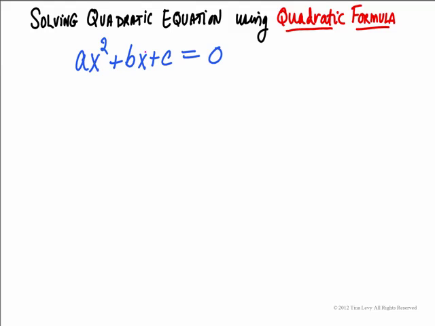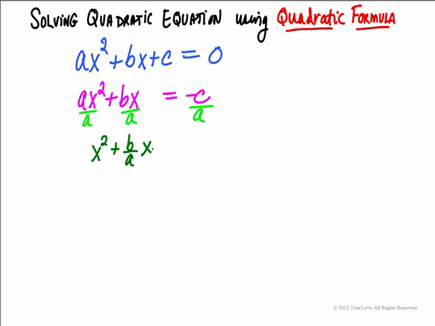As a first step, before we can complete the square, we want the x squared and x terms on one side and the number on the other. So we'll get ax squared plus bx is negative c. As a next step, we're going to divide by a because we want a 1x squared. That gives us the equation x squared plus b over a x is negative c over a.